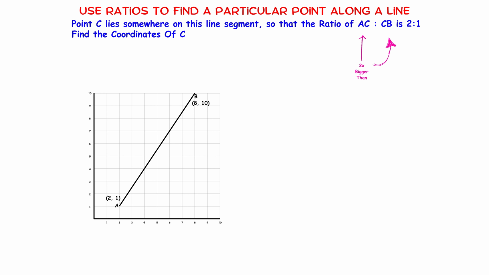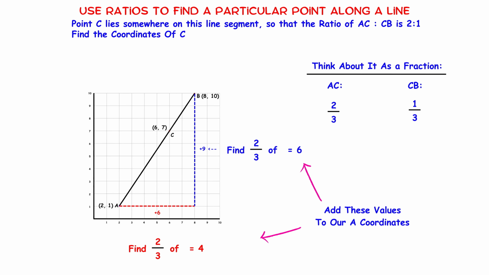In general, though, it's more helpful to think about it as a fraction, and to convert ratios into fractions, we just take each of the numbers, so the 2 and the 1, which become the numerators of our fractions, and then put the sum of both of them as the denominator. So because 2 plus 1 is 3, we put 3 on the bottom to give us 2/3 and 1/3. This means that point C should be somewhere around here, so that from A to C is 2/3 of the entire line segment, and from C to B is just 1/3 of the line segment.